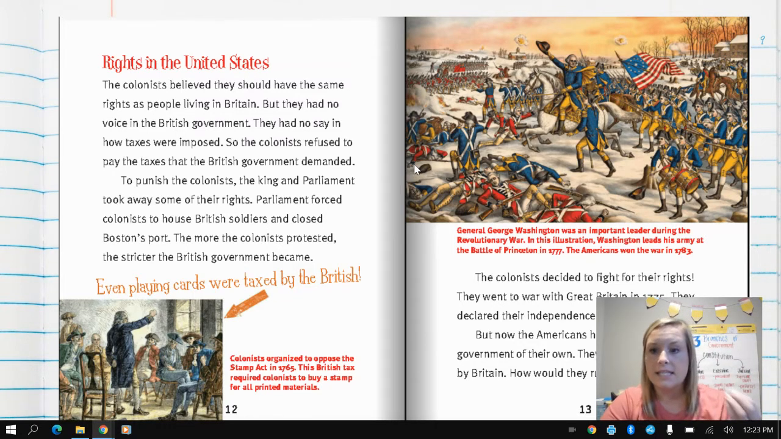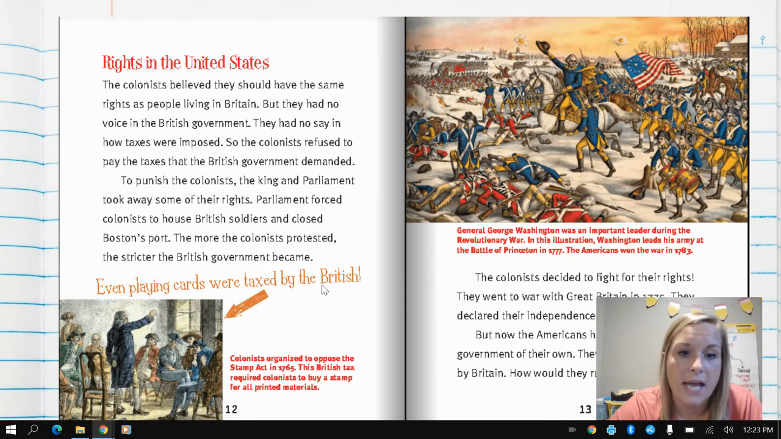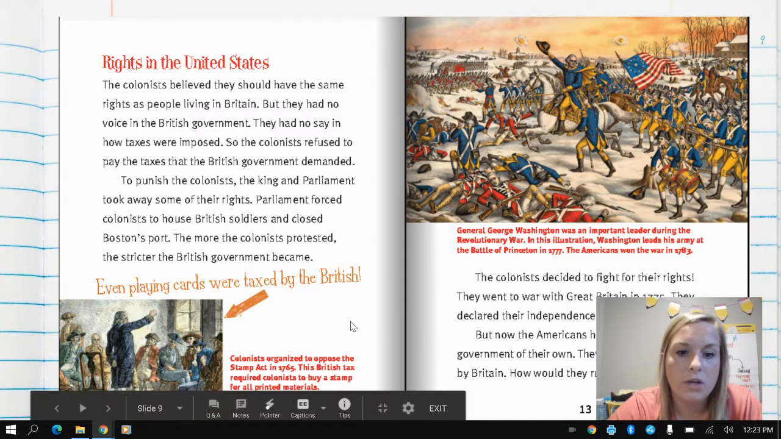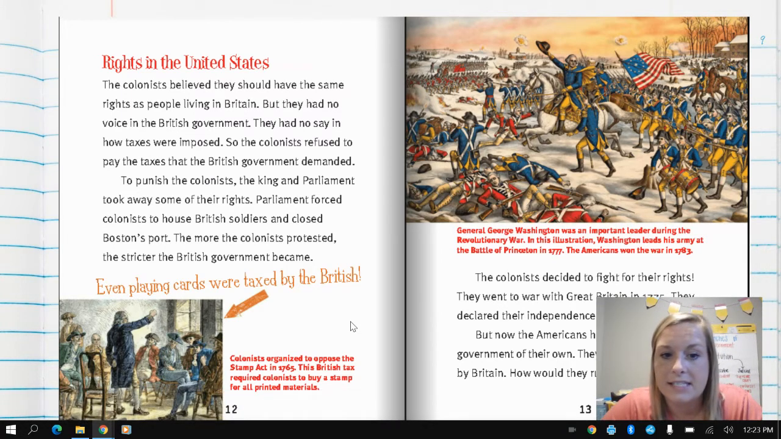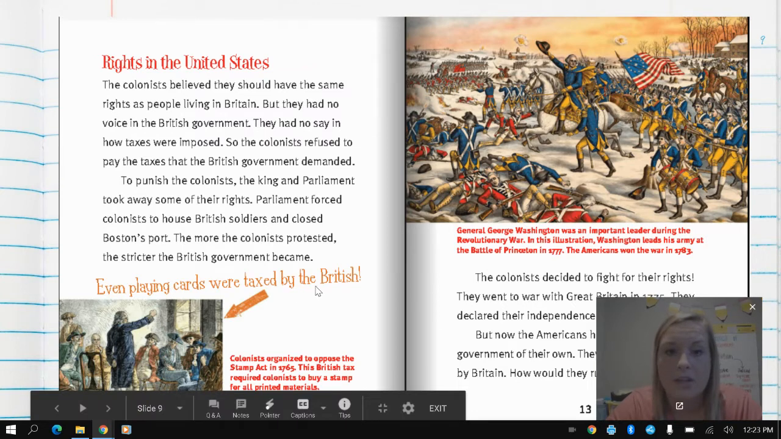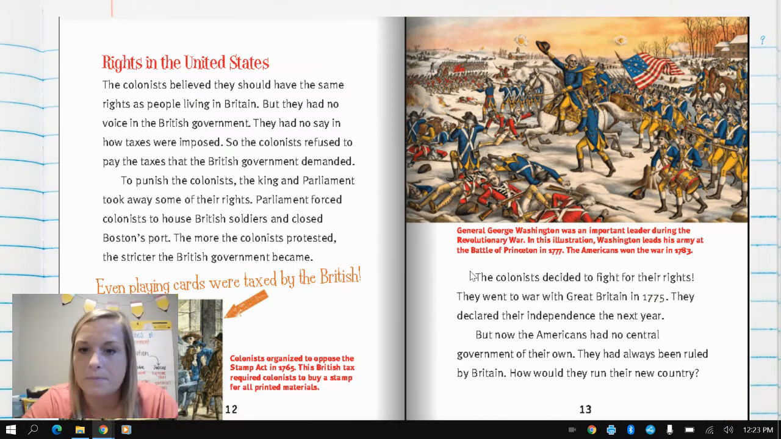So, what they're saying is that these people came over to the United States from Britain. Britain's government was making their life more difficult. They were making them pay higher taxes. They would say, hey, you have to just let these British soldiers live with you. They were making everything way more difficult. So it says, even playing cards were taxed by the British. Colonists organized to oppose the Stamp Act in 1765. This British tax required colonists to buy a stamp for all printed materials. So they began making up these laws for people to pay more and made it very difficult for those that had traveled to the United States.